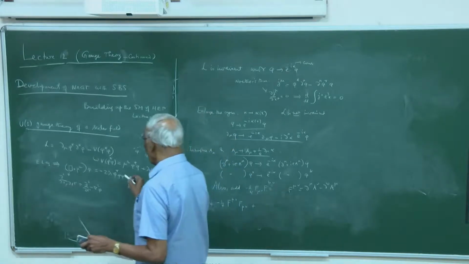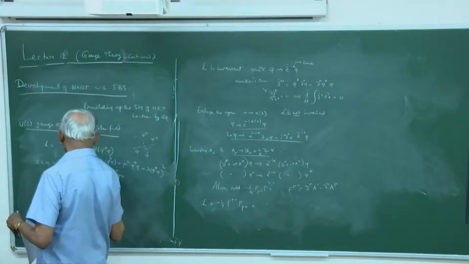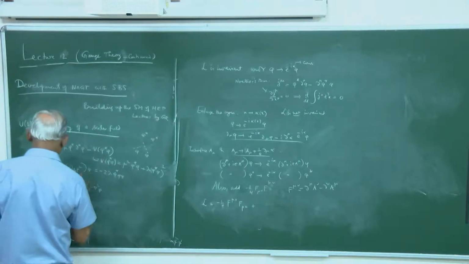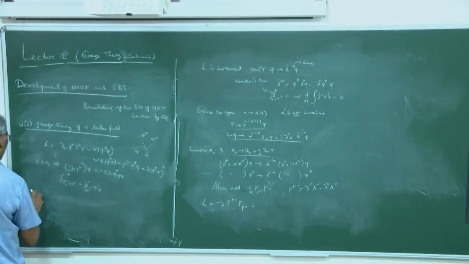By the way, this is called the Klein-Gordon equation. If you put A mu equal to 0, box plus mu squared phi equal to 0 is called the Klein-Gordon equation.